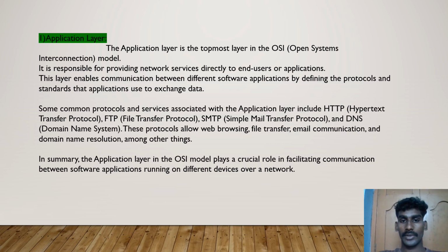In this layer, the communication between different software is developed and established, and standard applications can exchange data. Some common protocols and services associated with the application layer include HTTP, FTP, SMTP, DNS, etc. These protocols allow web browsing, file transfer, email communication, and domain name resolution, among other things. By HTTP and FTP, we can transfer the data.